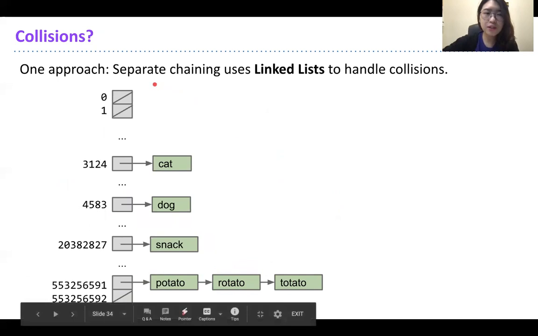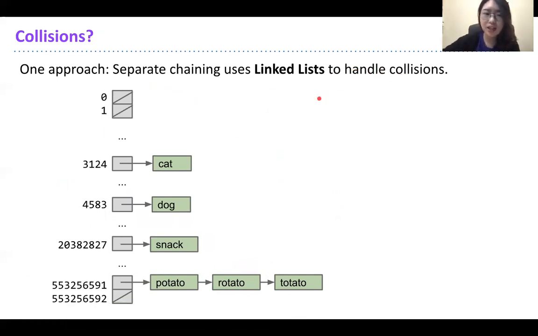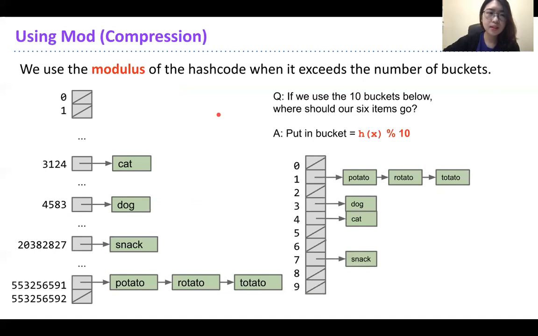So we use something called separate chaining, which uses linked lists to handle collisions, right? But like I just said, that has this potential problem. So the question is, what do we do to implement this? Going back to modulo, we use modulo of the hash code when it exceeds the number of buckets. It's the same idea we talked about with the array.